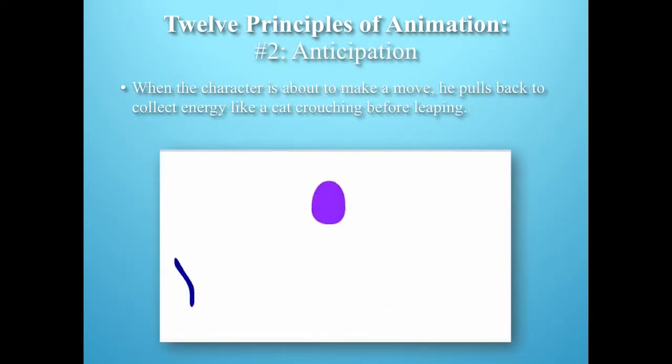Another one of the 12 principles of animation would be anticipation. When the character is about to make a move, he pulls back to collect energy, like a cat crouching before leaping. So the blue string at the bottom would be anticipation, whereas the purple ball, of course, is squash and stretch, and then explode.